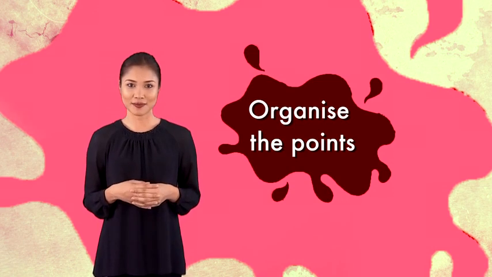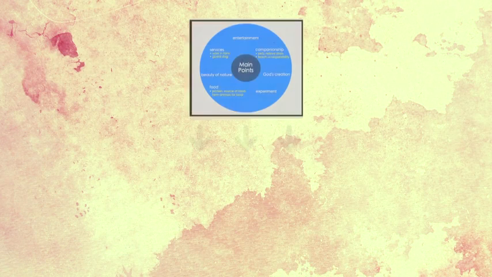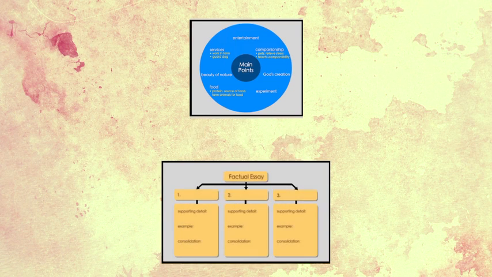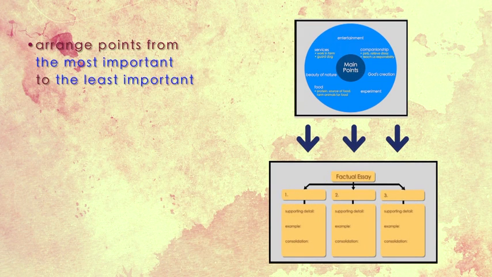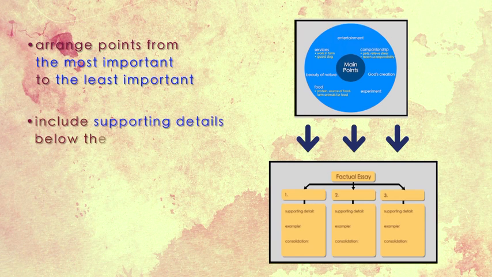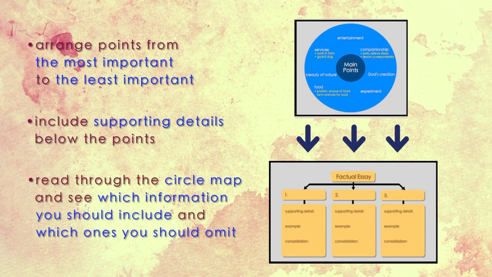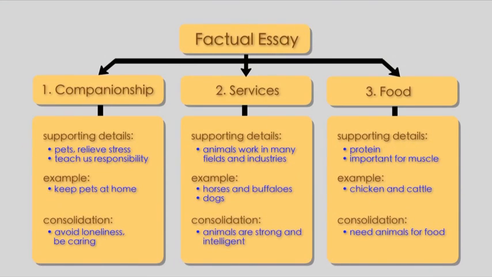Organize the points. Now transfer all the points into this tree map. It is very important that you arrange your points from the most important to the least important. Also, include your supporting details below the points. Read through the circle map and see which information you should include and which ones you should omit. This is an example of my tree map. Notice how I have arranged my main ideas and supporting details.